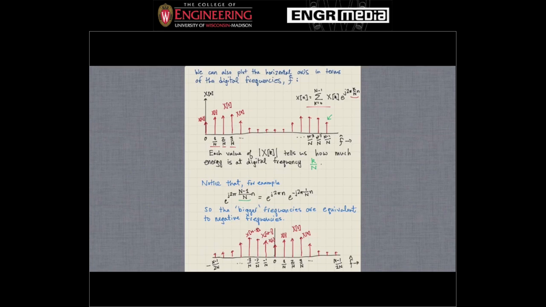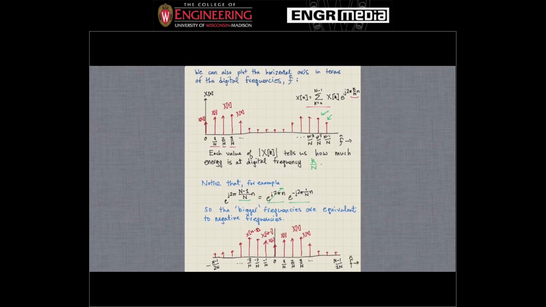E to the j 2 pi, n minus 1 over capital N, times n. Then I can factor out that n over n term, which is just 1. That gives me e to the j 2 pi n multiplied by e to the minus j 2 pi, 1 over capital N, times n. What do we notice here? Well, the first factor is just 1 for all values of n. So what this is saying is that these bigger frequencies up here are really equivalent to negative frequencies.